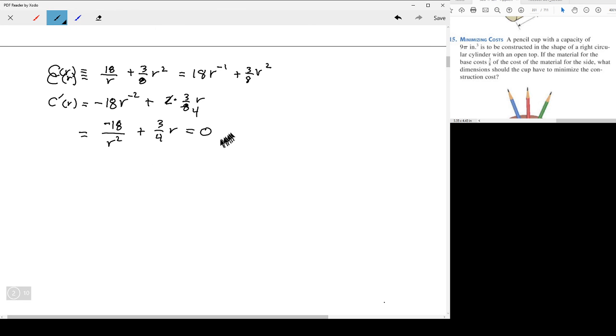So I'm just going to solve this using cross multiplication. So I'm going to bring this term, well, actually I'll bring this term over. So I've got 3/4 R equals 18 over R squared. If I cross multiply, oh god, 4 times 8 is 32, so that's going to be 72. This is going to be 3R to the third.